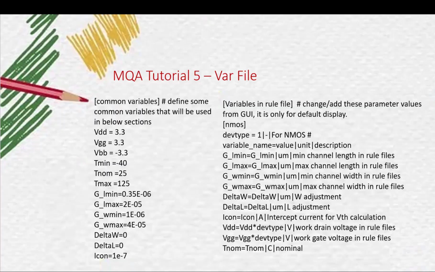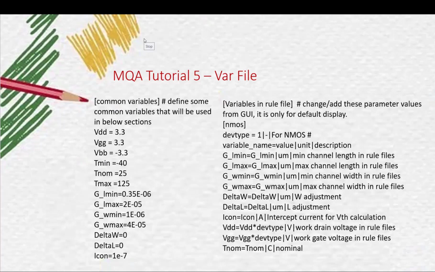It actually contains both NMOS and PMOS. The variable name on the left side of the equal sign is the display name on the GUI. The variable on the right side of the equal sign is the variable defined in the common section. All these values and variables are defined for providing default values. So if you have a unified bias condition and device geometry set, it can be defined in the var file. So the default values do not necessarily need to be modified every time.